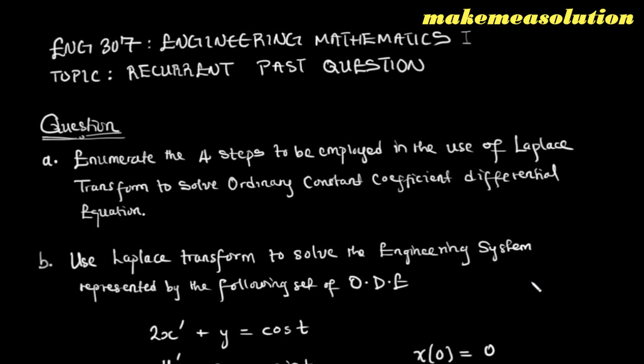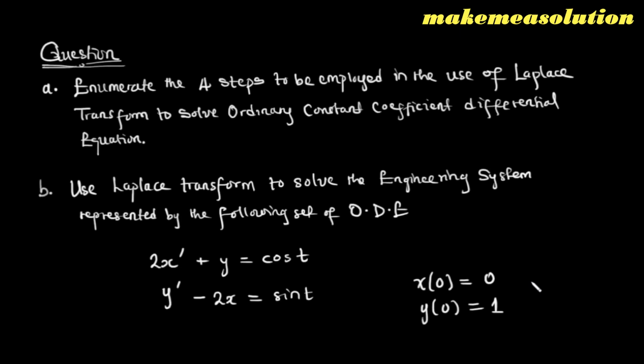So we have two particular questions under this particular past question. The first one is you need to enumerate the 4 steps to be employed in the use of Laplace transform to solve ordinary constant coefficient differential equation. Then secondly, we need to use Laplace transform to solve the engineering system represented by the following set of ODE.